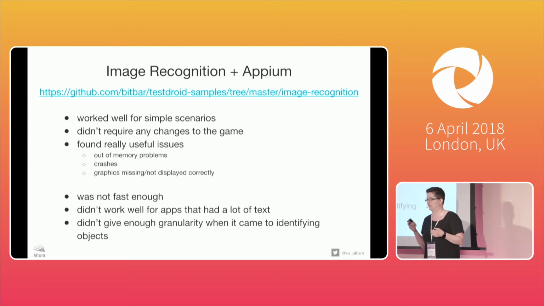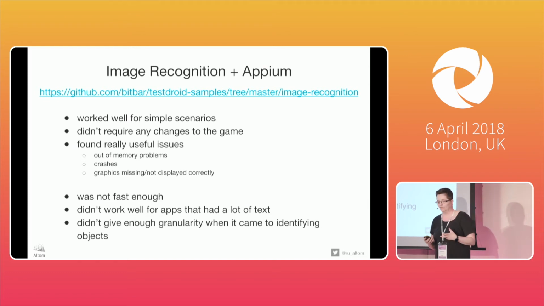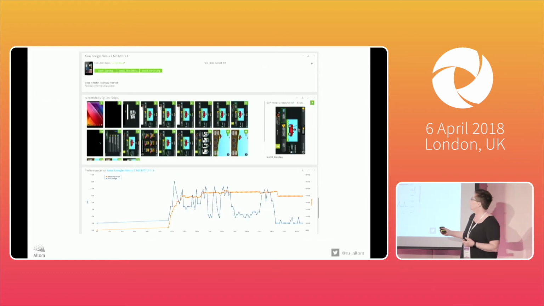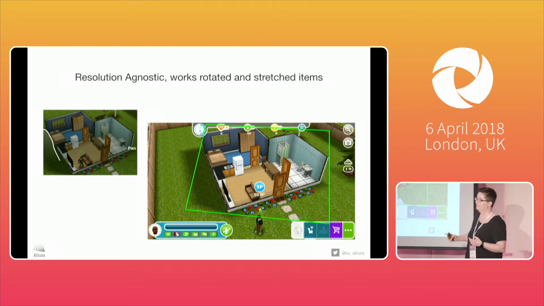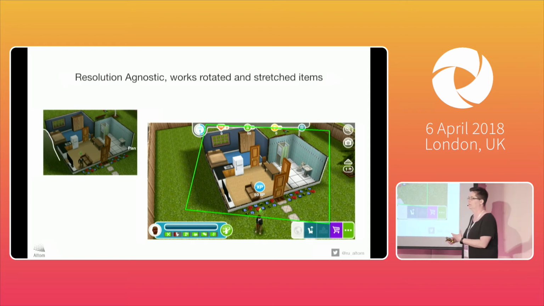Of course, it didn't work for apps or games that had a lot of text. It only works well when you have a game that's very graphics rich. And it didn't give enough granularity. If we look again at this example, it's not sure if it's a good thing that the house is still a match. The Sim is not even in the house anymore. You don't have that level of granularity.